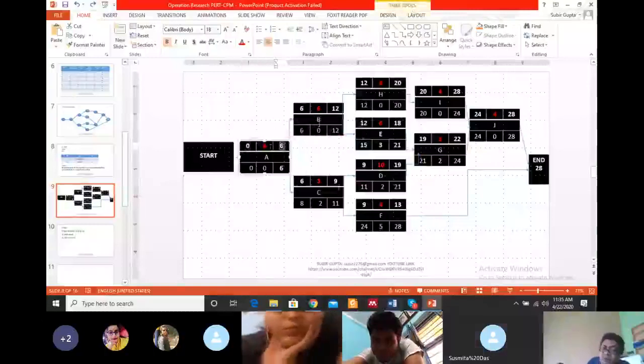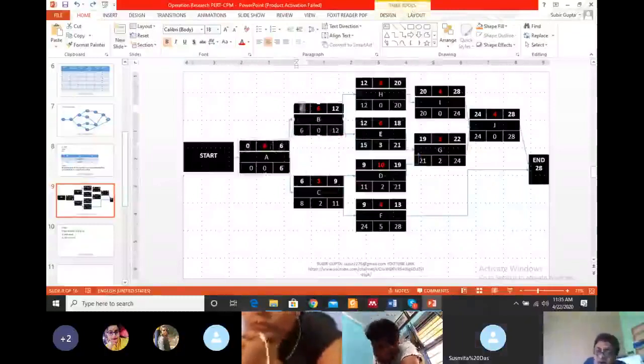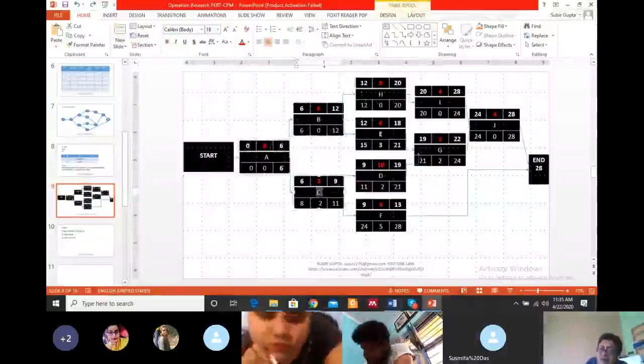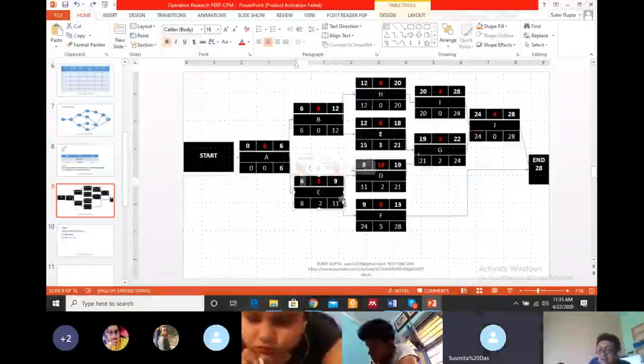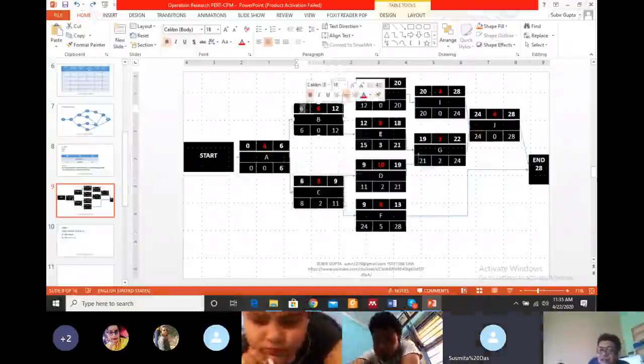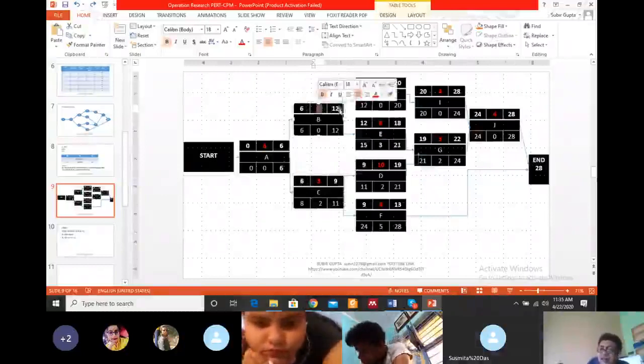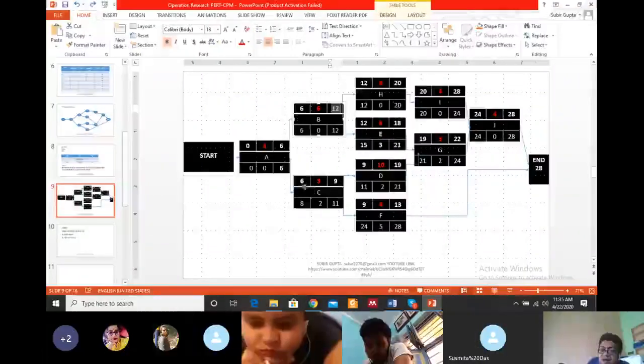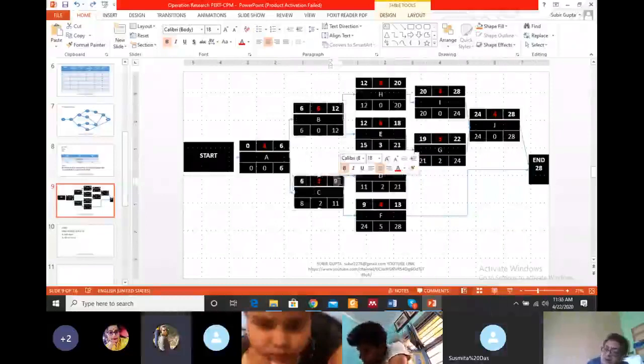Now B starts after A is completed. So the earliest start of B is 6. And similarly, the earliest start of C is 6. Clear? Then for B, it is 6 plus duration 6, so the earliest finish is 12. For activity C, the earliest start is 6, duration is 3, so the earliest finish is 9. Is it okay for everybody?